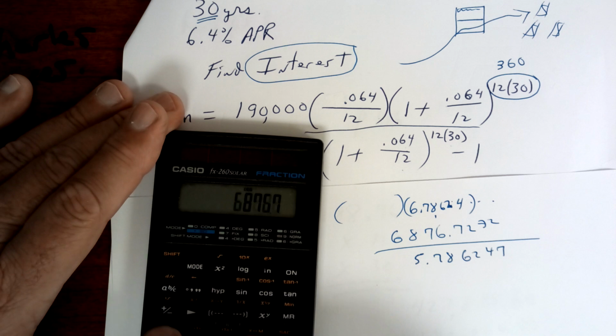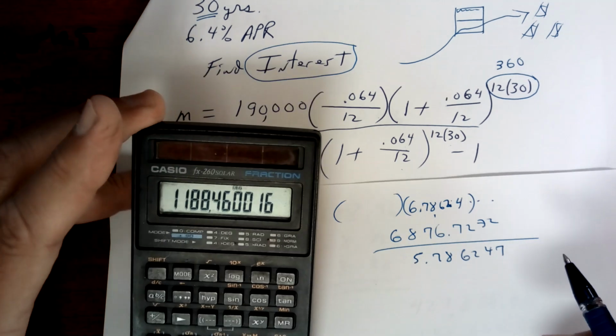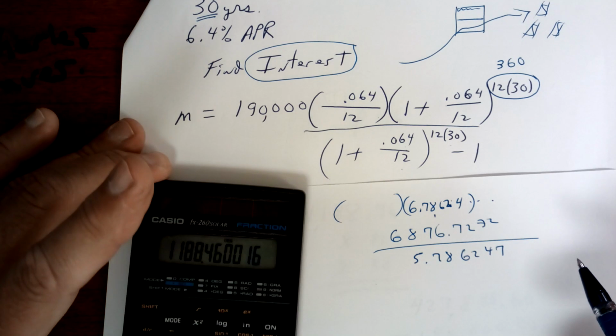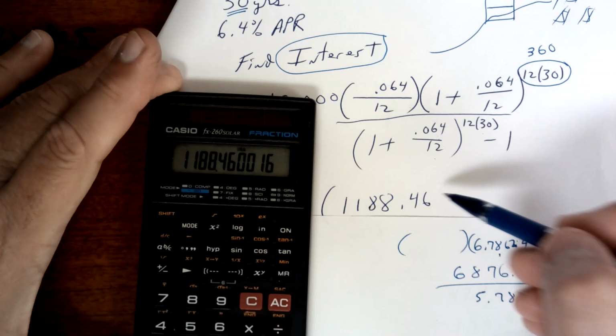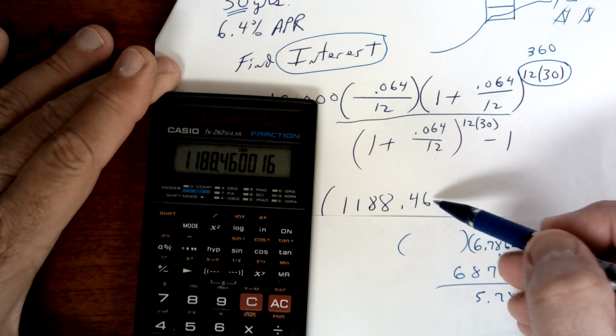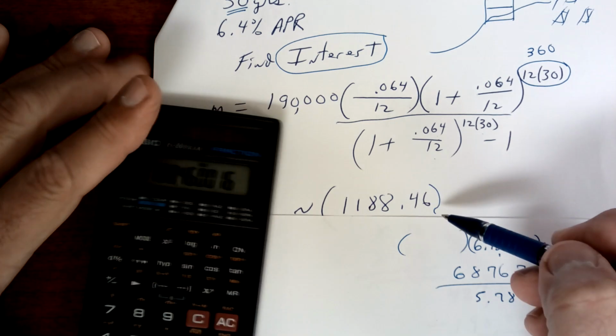6876.7232 divided by 5.786247. Remember, we rounded here, okay? So let's see what I get. I get 1188. Well, look at what they have. They have 1188.46. So we got the same thing. Okay, that's your monthly payment.